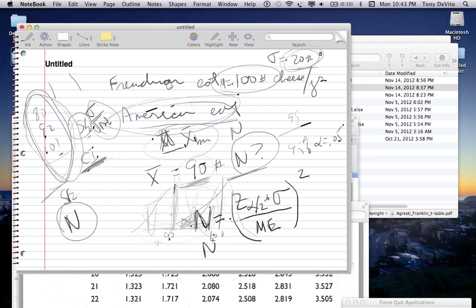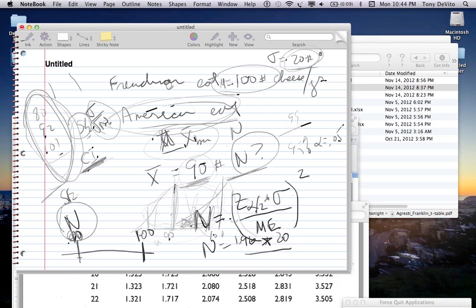If I say the sample size is going to be equal to z, which is 1.96, times sigma, which is 20, divided by my margin of error. Well, let me take a look at this. Here's a number line here. Here's Frenchmen right here at 100 pounds, right? Here's Americans here at 90 pounds, right?